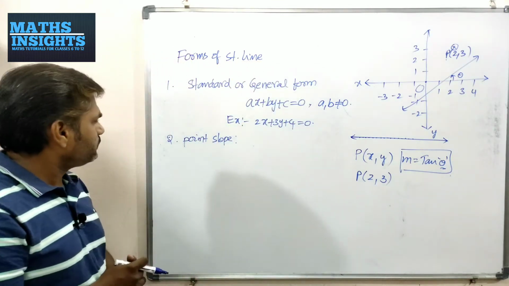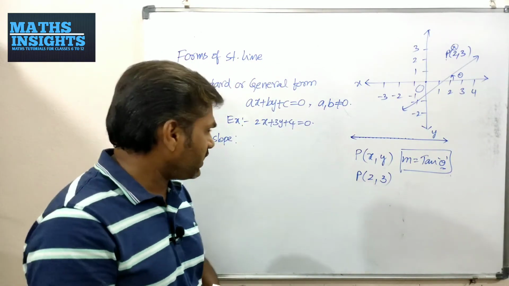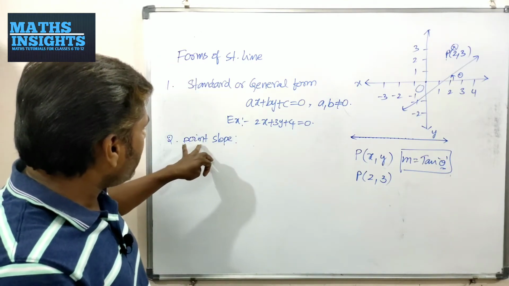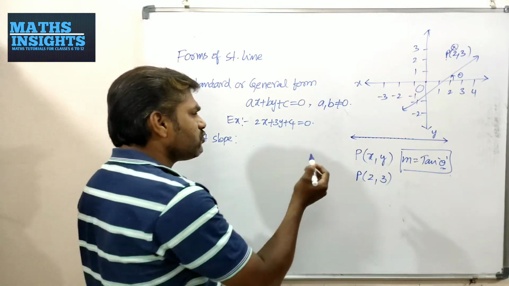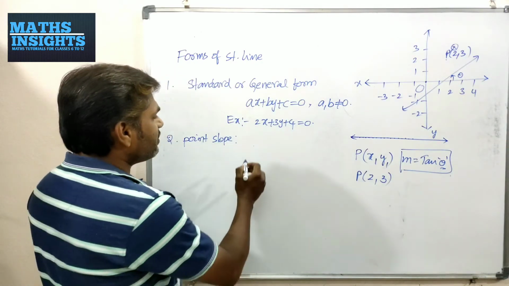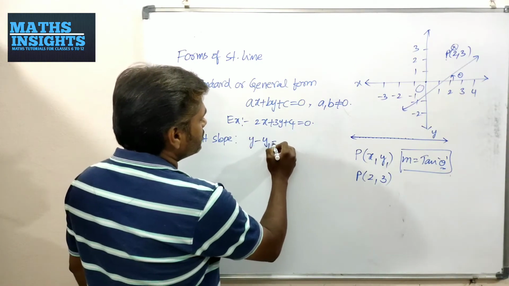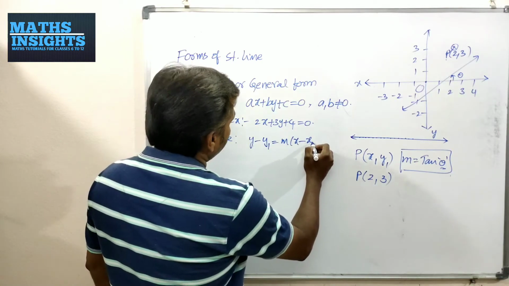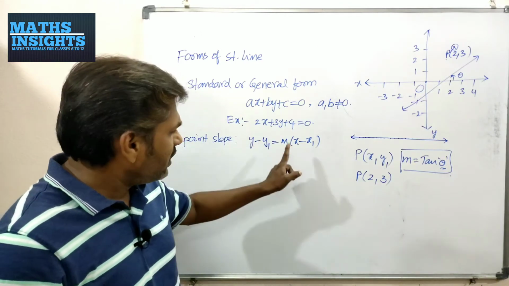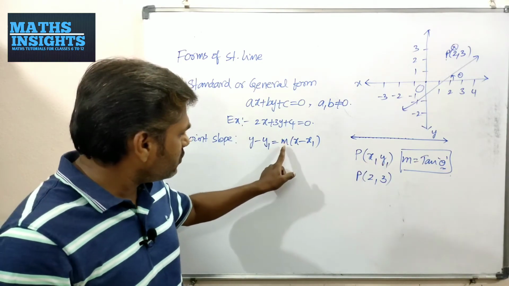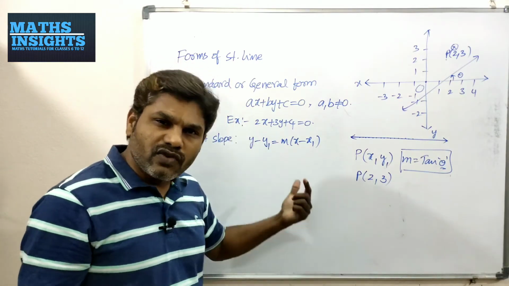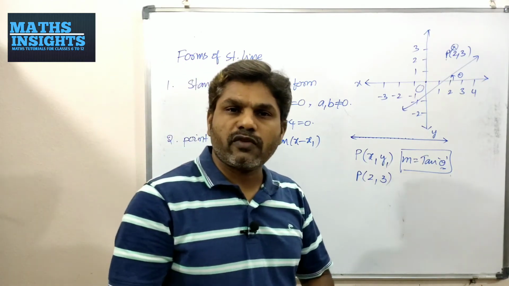Coming to this point, slope form of a straight line. This is used when you have a point and slope. Point means you may take x1 comma y1 and slope is m. Then the equation is y minus y1 is equals to m into x minus x1. This x1 comma y1 is the point on the line and m is the slope of the line. They will give you the slope and the point x1 y1. If you substitute those values, you will easily get this point slope form of a straight line.